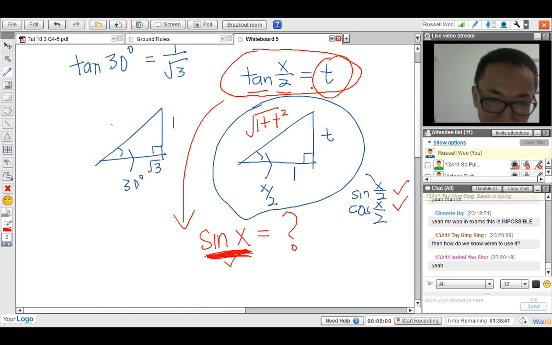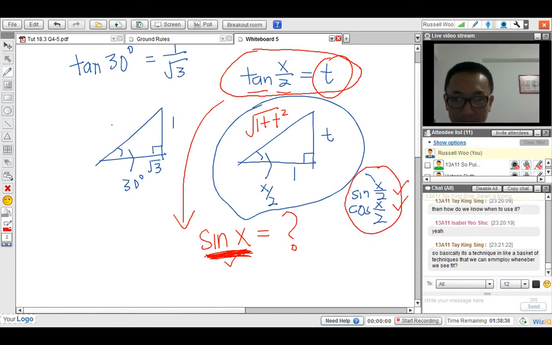And I can find these two ratios just by the right angle triangle. Exactly. Exactly right. Sarah, you're right.